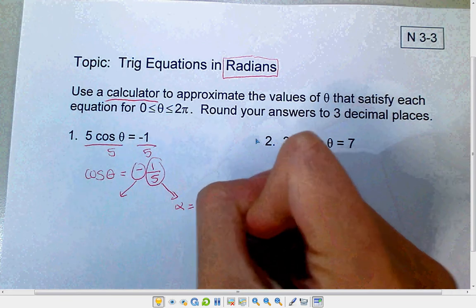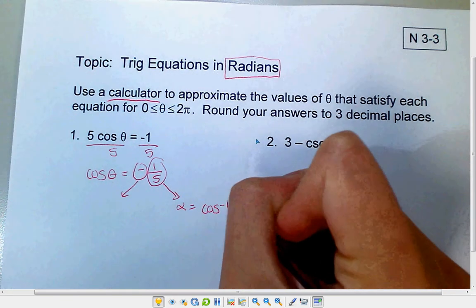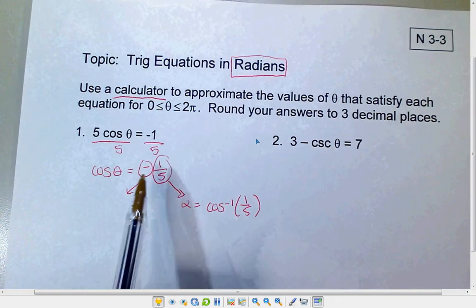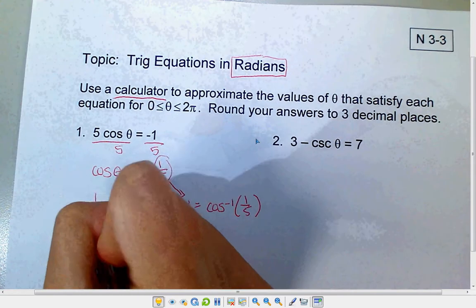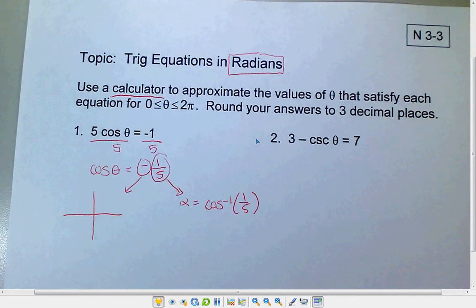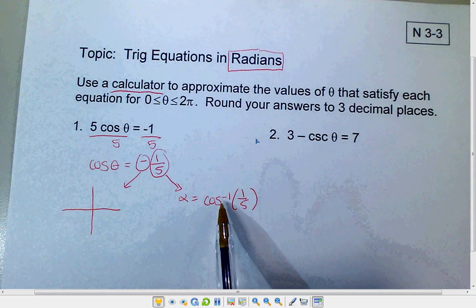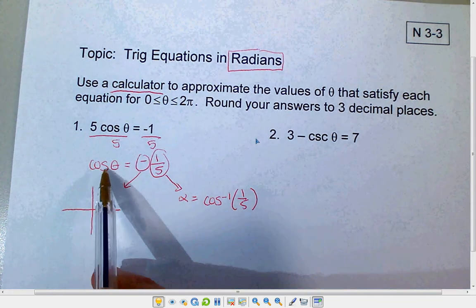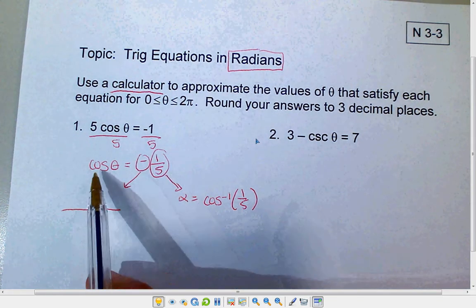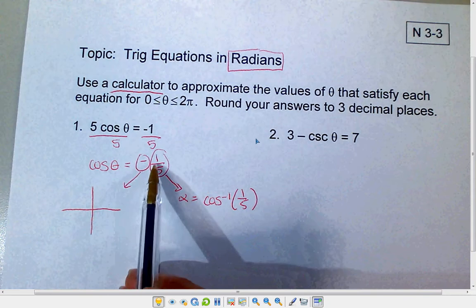To do that, we're going to use our inverse cosine button. Again, we do not put the negative in here because the negative is going to tell us our quadrants. The reason why we're using the second cosine and not cosine is because we're not finding cosine of 1/5. We're trying to find cosine of what equals 1/5.